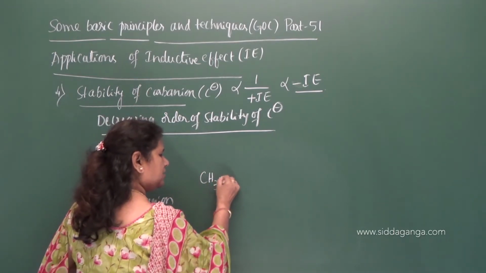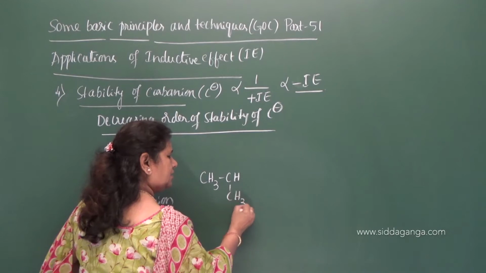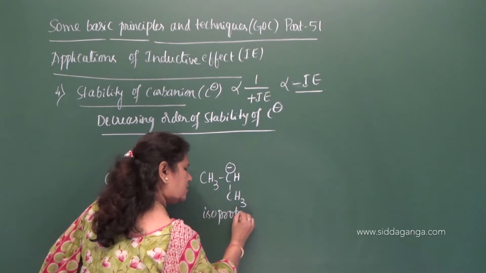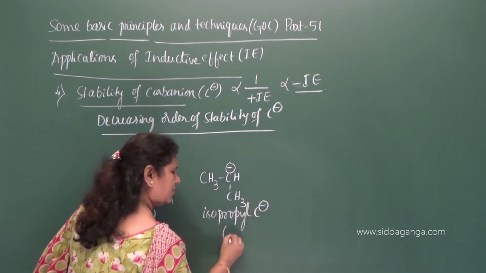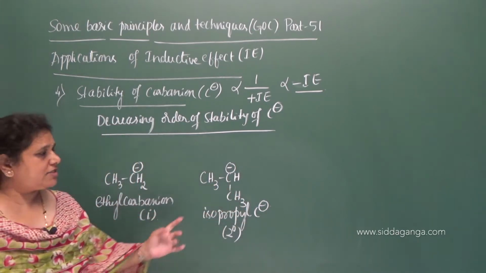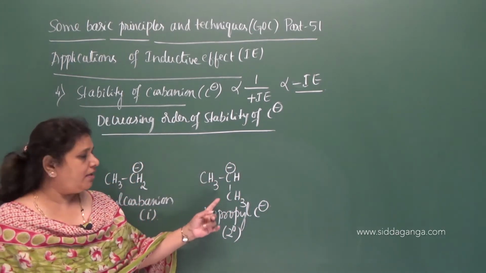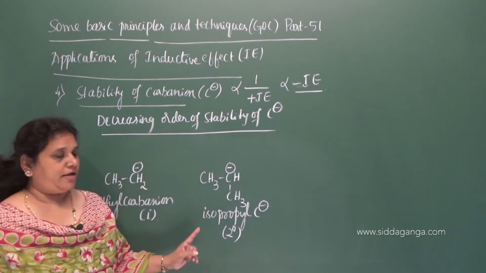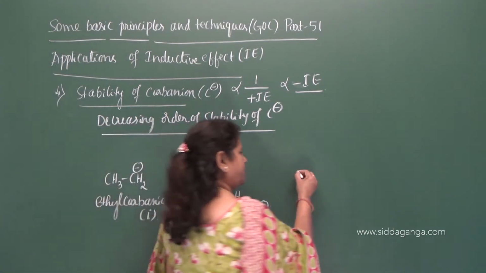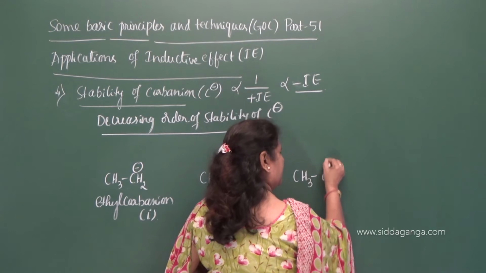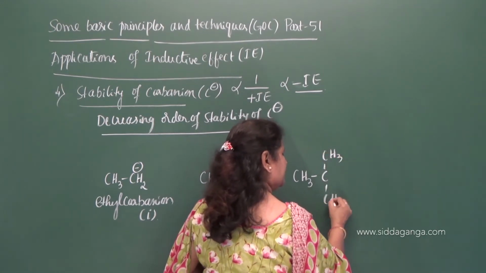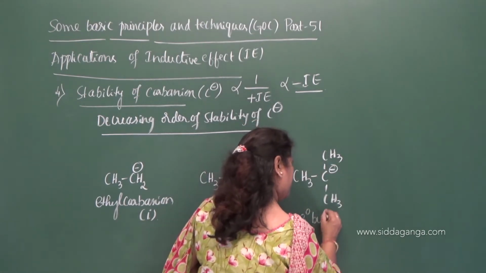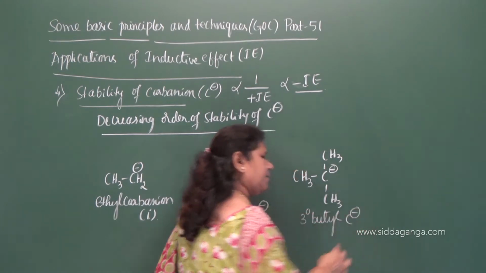Then (CH3)2CH minus, that is the isopropyl carbanion. This is secondary. Why is it secondary? Because the negative charge is on the secondary carbon. This carbon is secondary because it is bonded to two carbon atoms. Now, tertiary, that is (CH3)3C with a negative charge. This is the tertiary butyl carbanion.